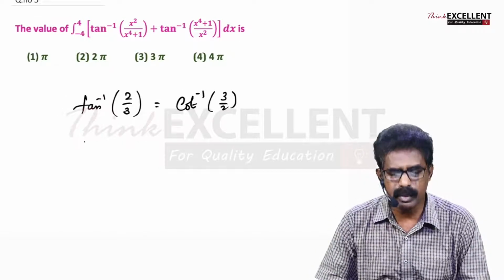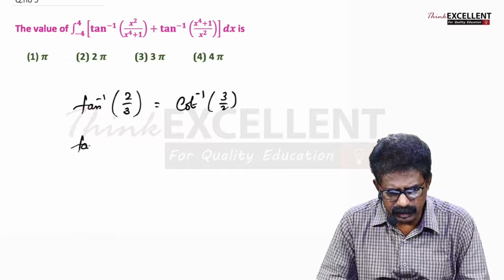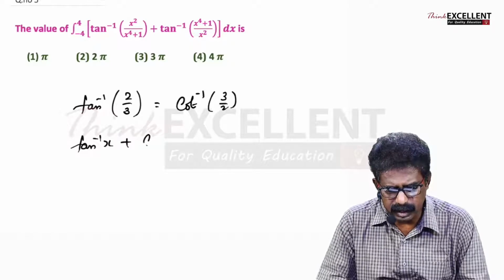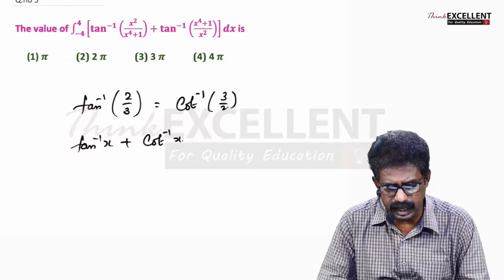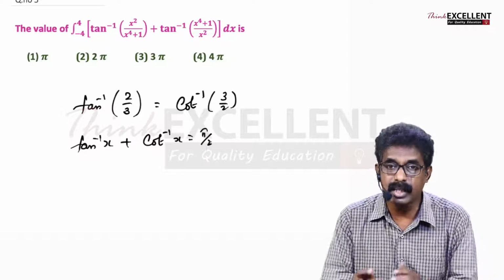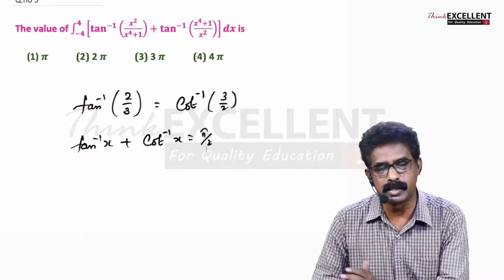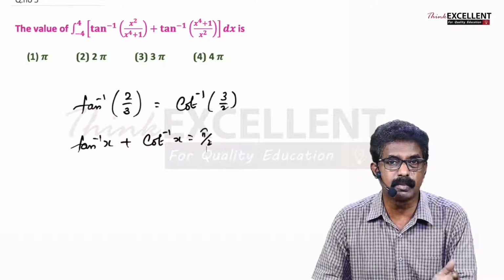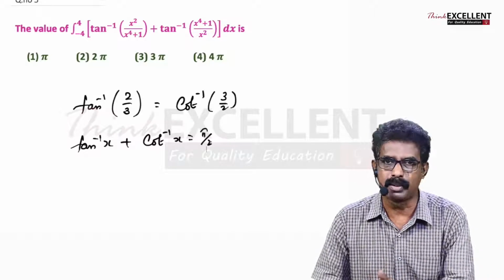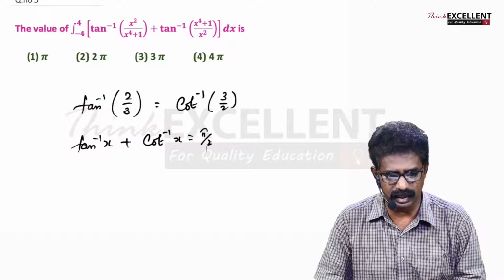And another property we are using here: tan inverse x plus cot inverse x, the answer is pi by 2. Like that you have another two results, right? Sin inverse x plus cos inverse x is pi by 2. Secant inverse x plus cosecant inverse x also pi by 2. If you know this, you can do the sum very easily, okay?